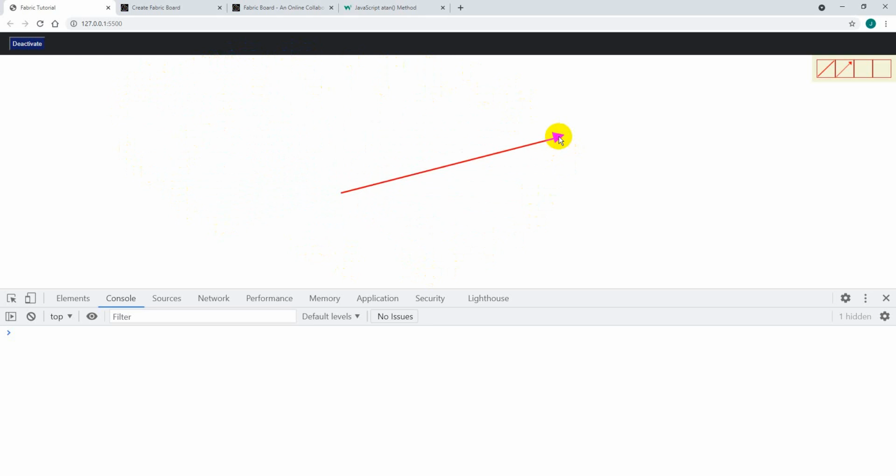In the next video, we'll be talking about how to do the mouse up function, because now when I stop pressing my mouse, I'm still drawing the arrow line. So I'll see you in the next video.